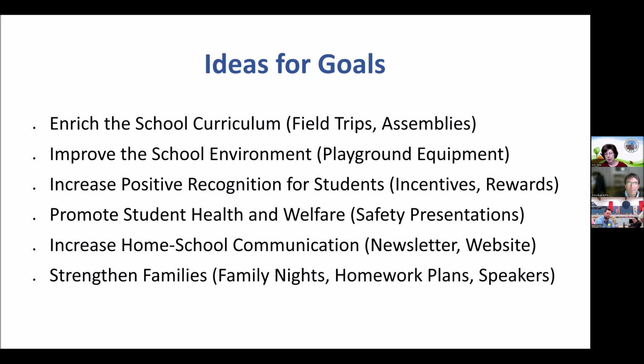Ideas for goals. The goals should be basic, simple, general goals. So here are some ideas, because we always get asked that question. You need to decide 2 to 5 goals, not any more, or you're going to be overwhelmed. And simple ones, because you can do lots of activities under them. For example, enrich the school curriculum, and some ideas: the PTA could be paying for field trips, for assemblies, for things like that. Or you can say improve the school environment. You could be purchasing playground equipment, or benches, or shade structures, or all kinds of things.